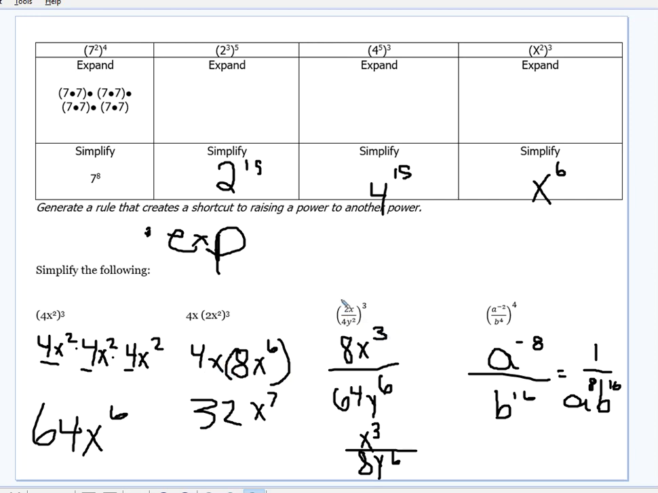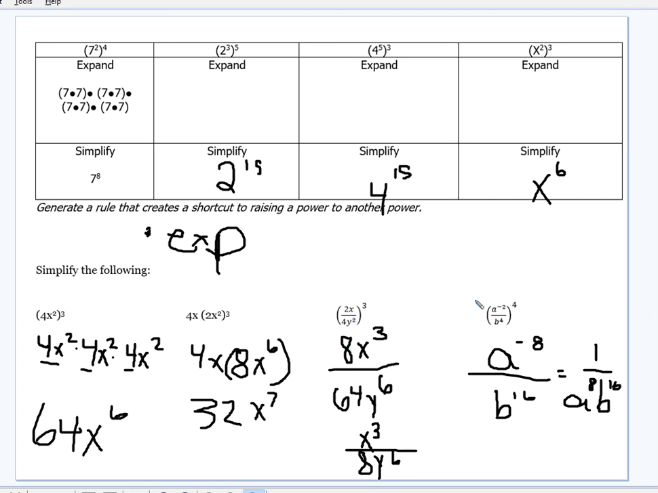For this one here, we have 3 of these, so that means we have 2 x's, so that would be, when we're multiplying, 8x to the 3rd. We have 3 of these as well, so that's 64, and then 2 y's, and then 3 of those would be y to the 6th. And this one you can actually simplify after and get x to the 3rd over 8y to the 6th. However, you could actually simplify this first and do 1 over 2, or just x over 2y squared.